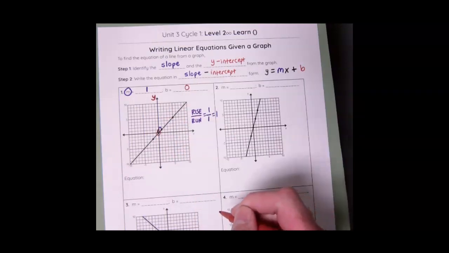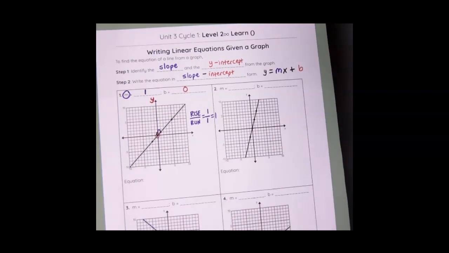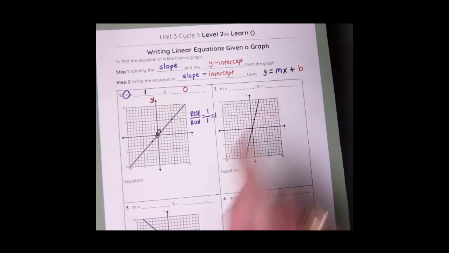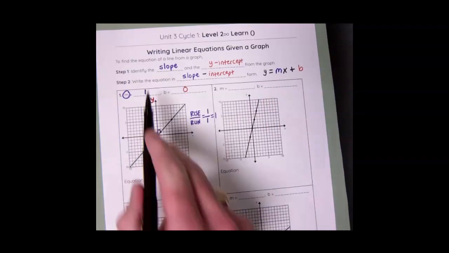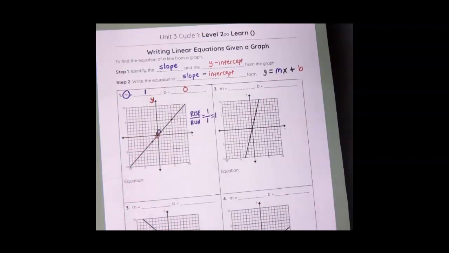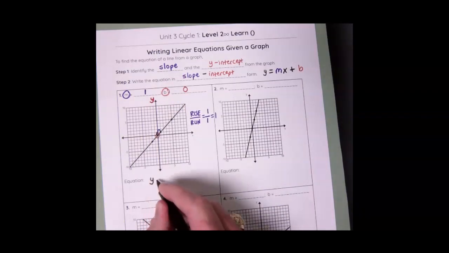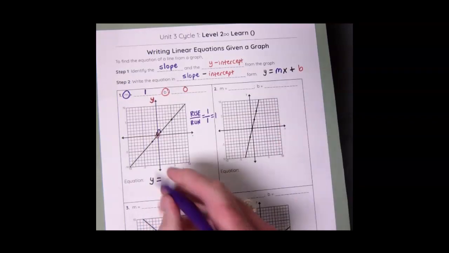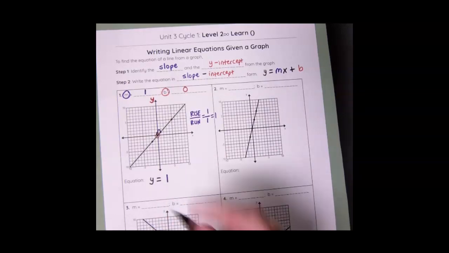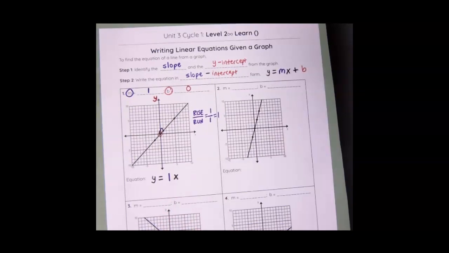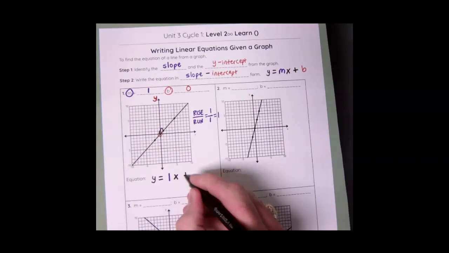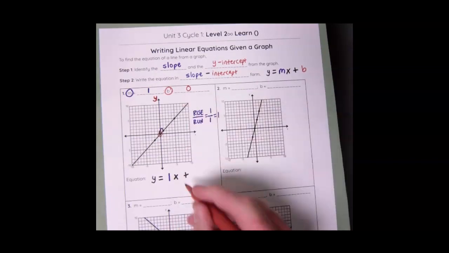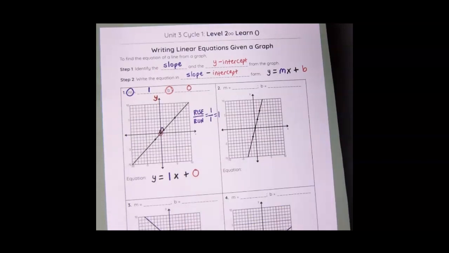It crosses at 0. Now, if I plug this into y equals mx plus b, now that I've identified the slope, I've identified the y-intercept. Remember, b is y-intercept. Now I'm going to plug this in to my equation. So y equals m is 1, 1x plus b, my y-intercept, excuse me, is 0.